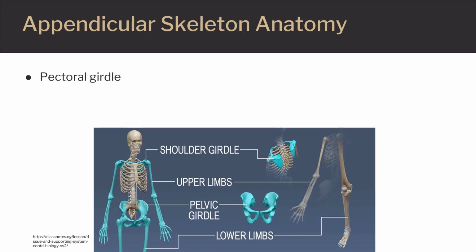Pectoral girdle. The pectoral girdle is where the arms attach to the axial skeleton. It's made up of the clavicle, the collarbone, and the scapula, the shoulder blade. There are 2 of each of these, 1 for each arm.